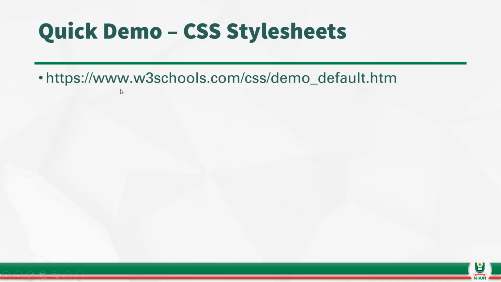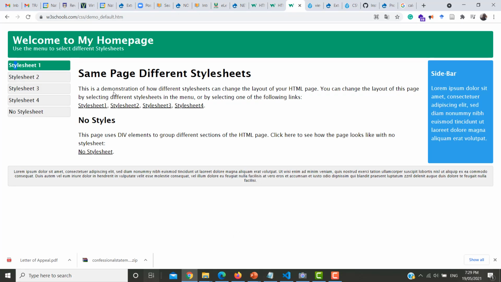So I'm going to go to this site. It's a W3 School site, and it helps us to see how a site appears when you apply several different CSS style sheets on them. Okay, so this is the page. It's a very simple page. It has some menus here, and then it also has a sidebar, and it has a footer. So the CSS applied on this page determines how it looks like. Remember, the contents are all the same. The content is as it is.